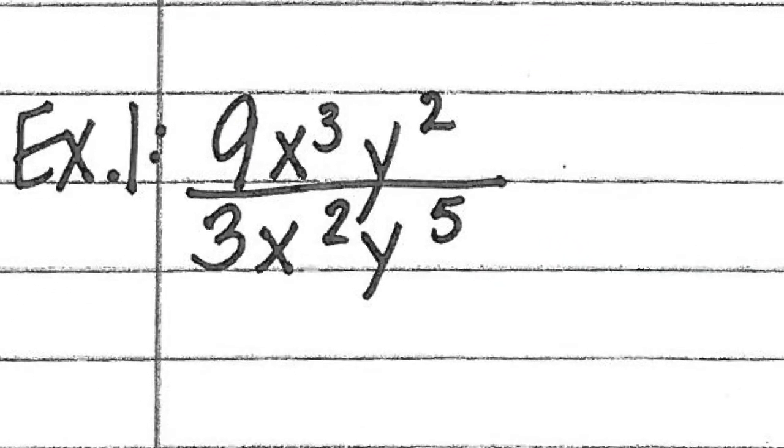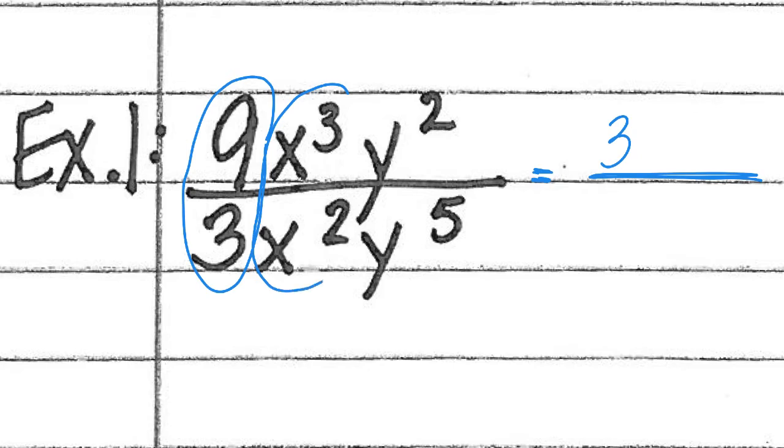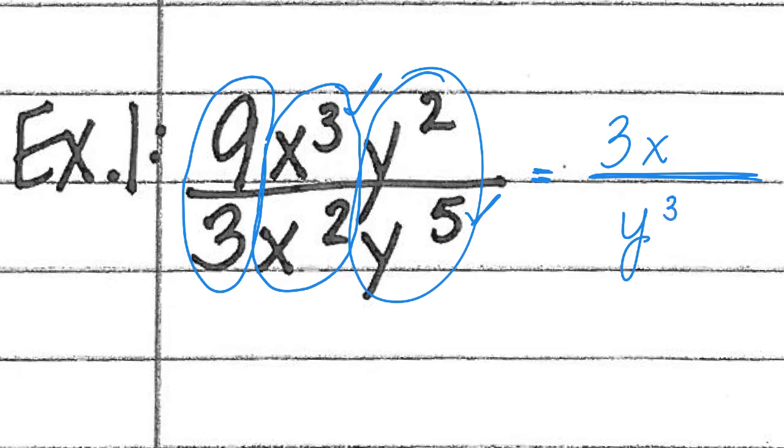In Algebra 1, we learned to just draw our vinculum and then reduce from here. How can 9 and 3 reduce? Good, they can both reduce by 3. The x's, will they go on top or bottom? Remember, they're going to go where that larger number is, so it's x. Y's, top or bottom? They'll go on the bottom, and we'll just subtract. So 3 minus 2 was 1. We didn't really have to show the 1. And 5 minus 2 is 3.